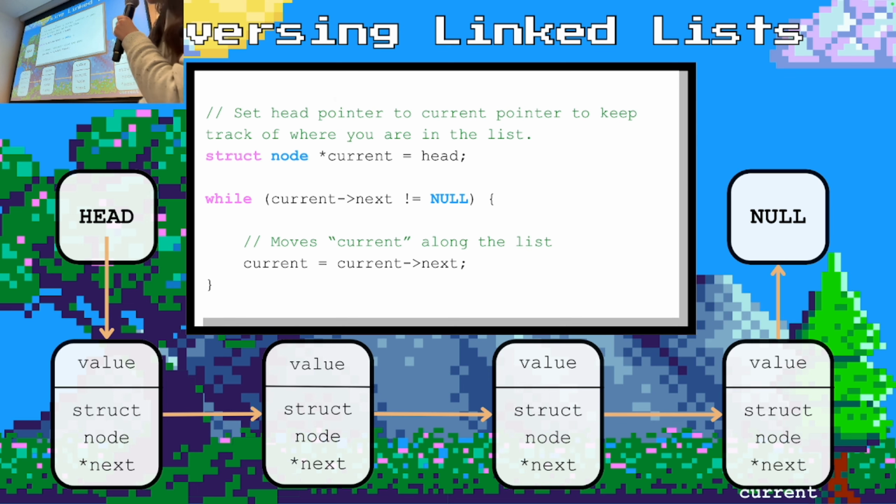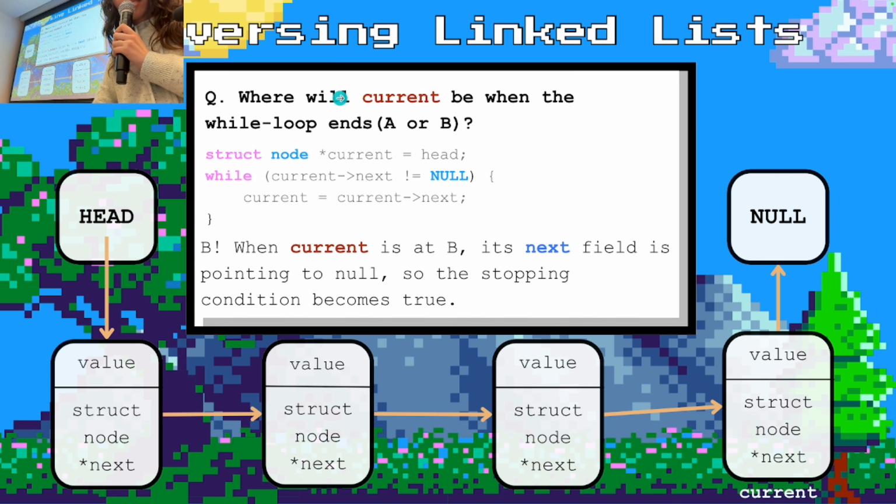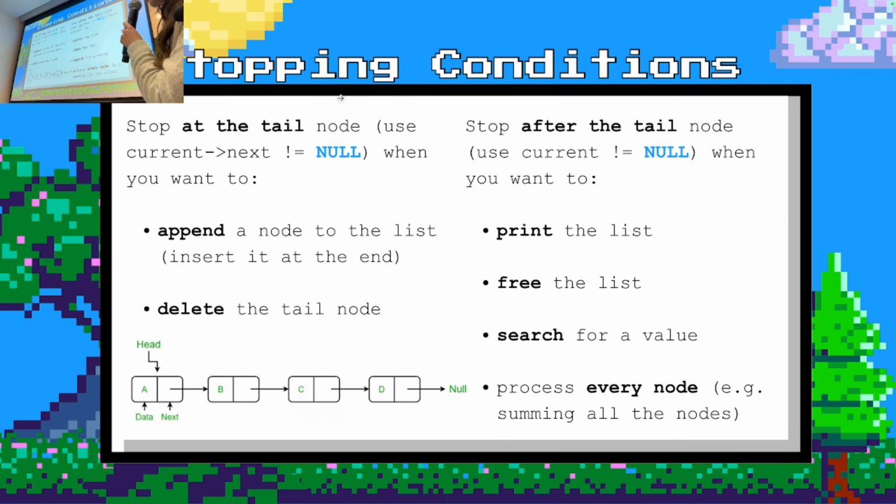What if, inside the while loop, I had current is not equal to null instead of current next is not equal to null? Where do you think current will be when the while loop ends? At null? Yeah. All right. So it's really important to be intentional with your stopping condition, because you want to use the two different stopping conditions for different purposes.